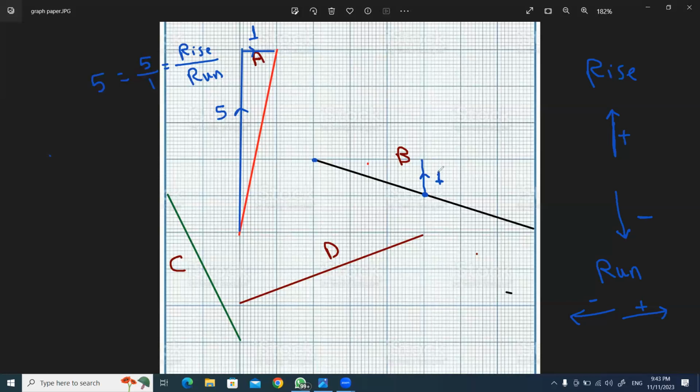Here the rise is 1. And run what? 1, 2, 3. But in the negative direction, it will be -3. So the gradient here is 1 over -3 equals -1 over 3.